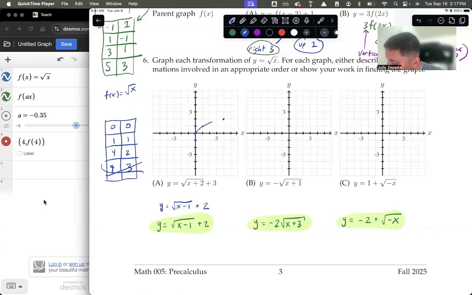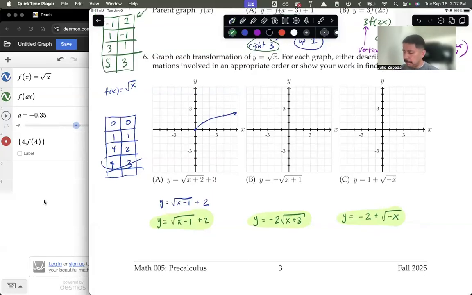And I want to show how fast we could do this problem if we know function transformations well. So here's the parent function. What do these transformations do to the square root of x? They shift, let's see, -1 goes to the right. Always got to think about that. Right 1 unit. The +2 goes up 2 units. And so all I'm going to do is take these 3 points that I've graphed in blue and shift them all to the right 1 unit and up 2 units. And that is our new graph.